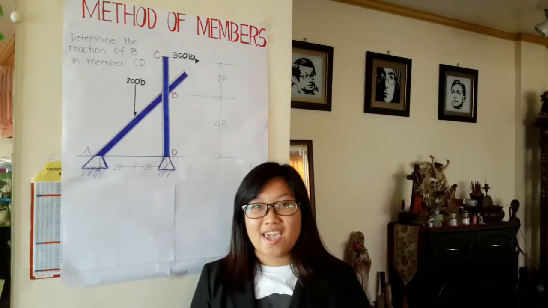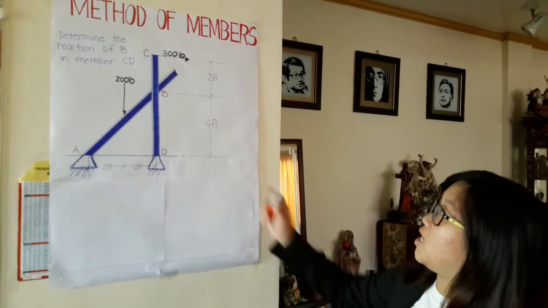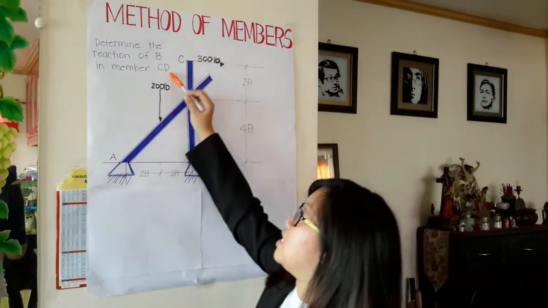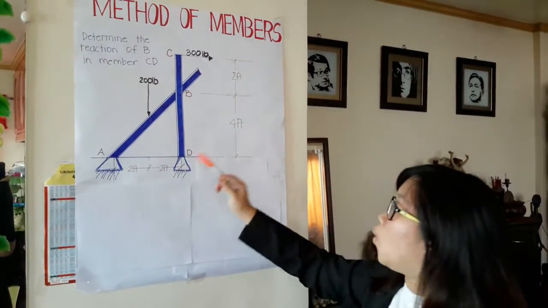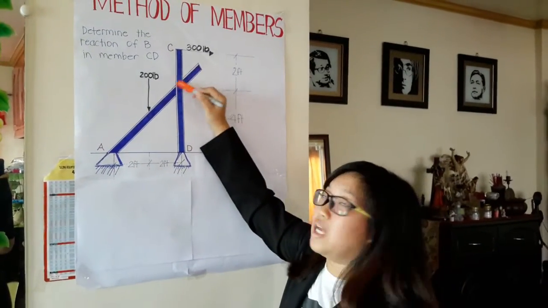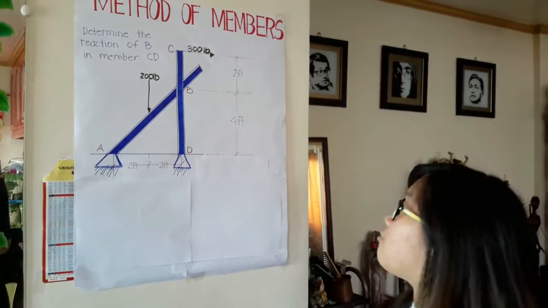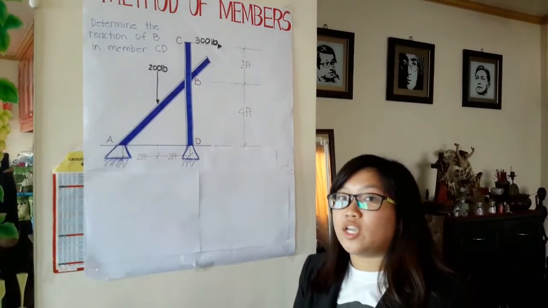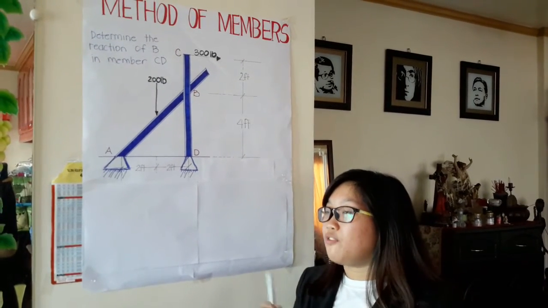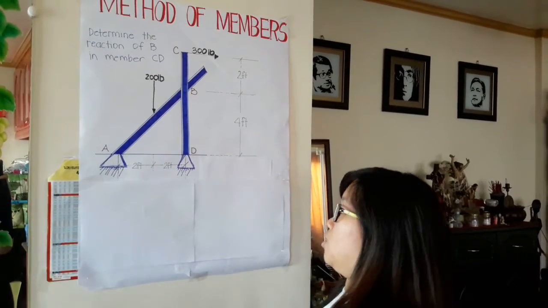So here's a sample problem to have a deeper understanding of the method of members. Good day everyone. Let's discuss today the method of members. Our problem is to determine the reaction at B in member CD. Member AB and member CD are connected by a pin at point B. The first thing to consider in solving the method of members is to draw a free body diagram of each member.